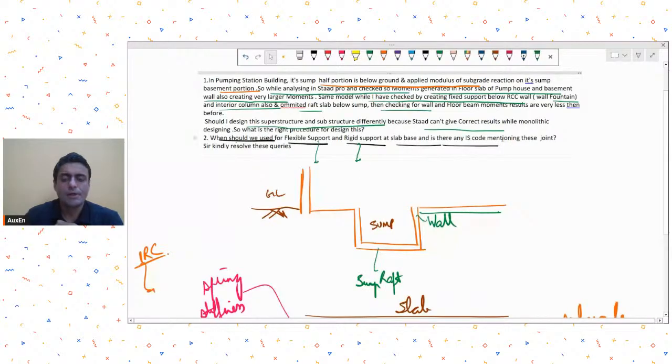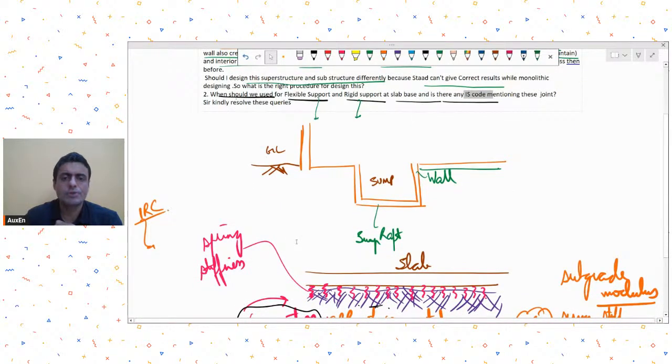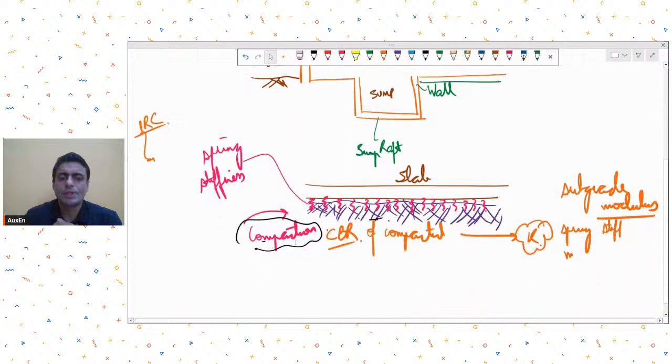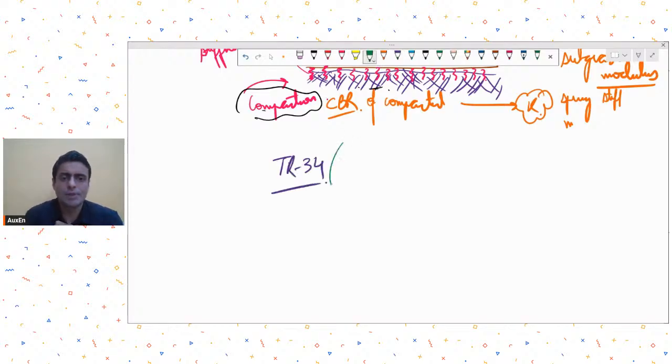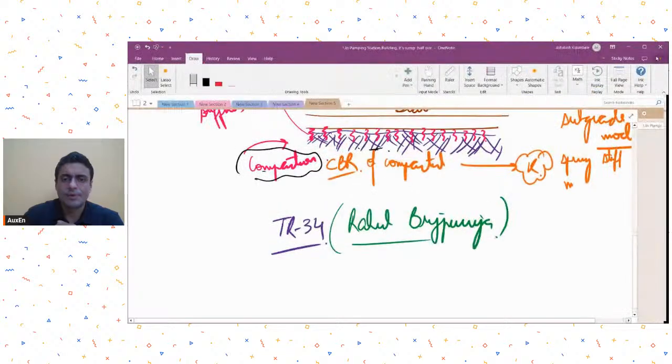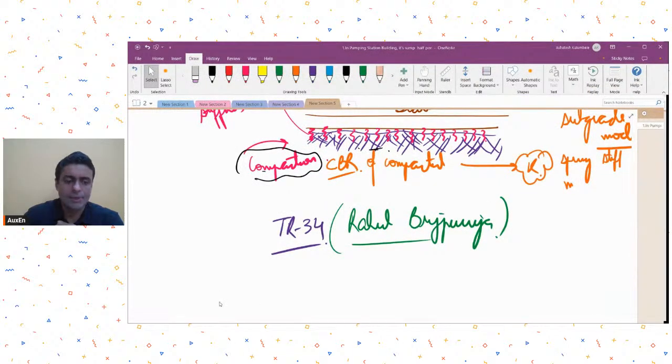All right. Any IS code? I am right now forgetting the name of the IS code which covers industrial floors or slabs on grade. But as I told you, you can search for this TR34 document. You will get it. And the Indian code also follows the same approach that has been mentioned over here. And as I said, I must thank engineer Rahul Brijpuria for this, because he had sent me this TR34 document. You can also get it freely from the internet.